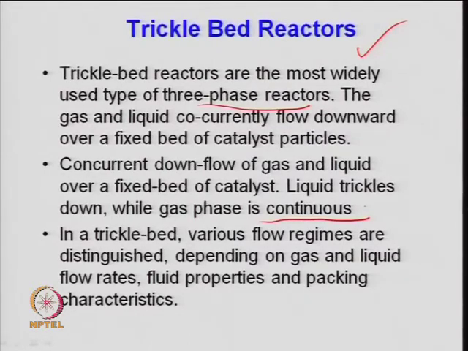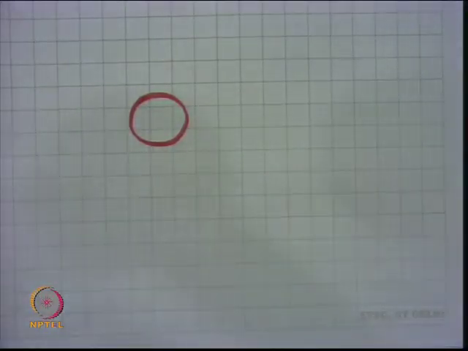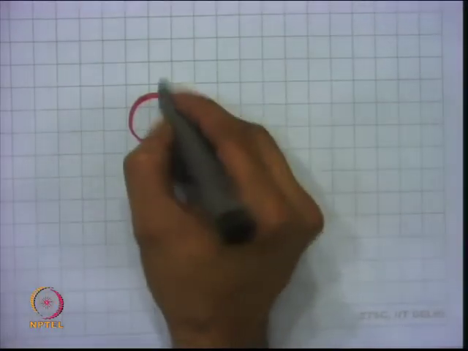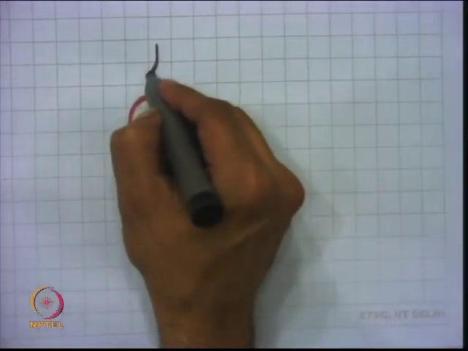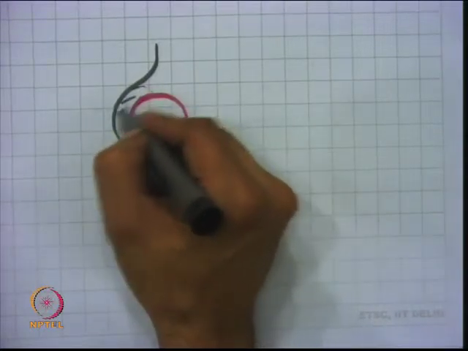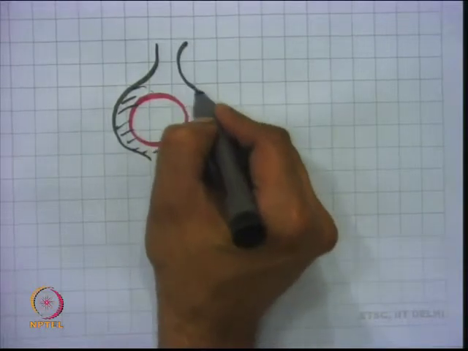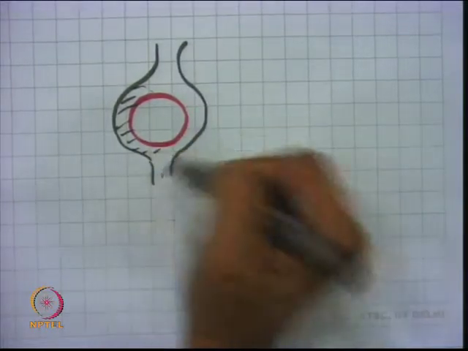So, what does it mean? Generally the liquid flow rate is relatively low, although the gas and liquid both flow rates are low. Suppose you have a solid catalyst particle like this, which is a porous material. It means it is saturated with some liquid. When the liquid comes at a low flow rate, what will happen? It will trickle over the surface of the solid like this, in the form of rivulets or droplets, and then it comes down like this.